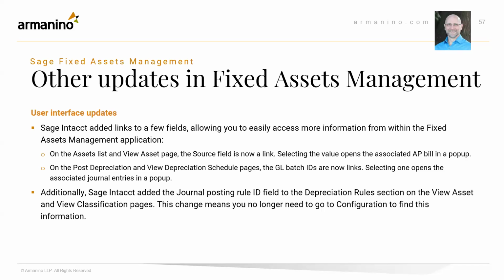And then additionally, Sage Intacct added the journal posting rule ID field to the depreciation rules section on the view asset and view classification pages. And this change means you no longer need to go to the configuration to find this information.